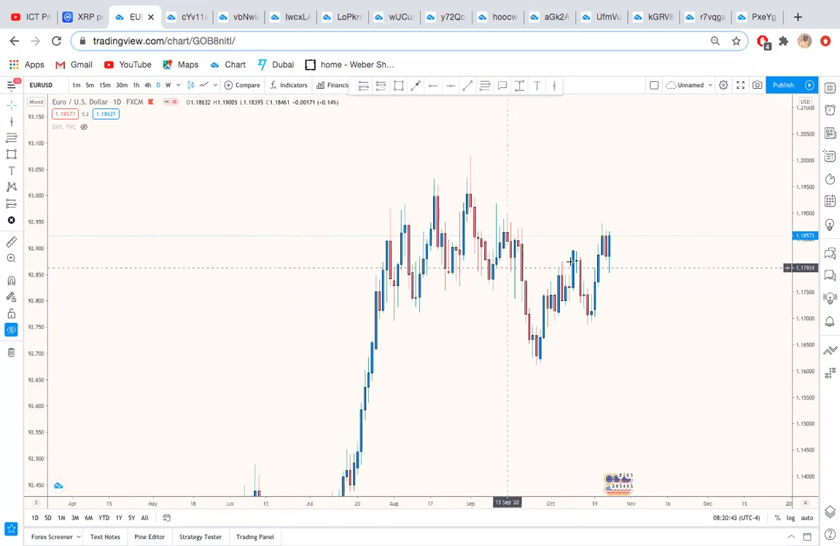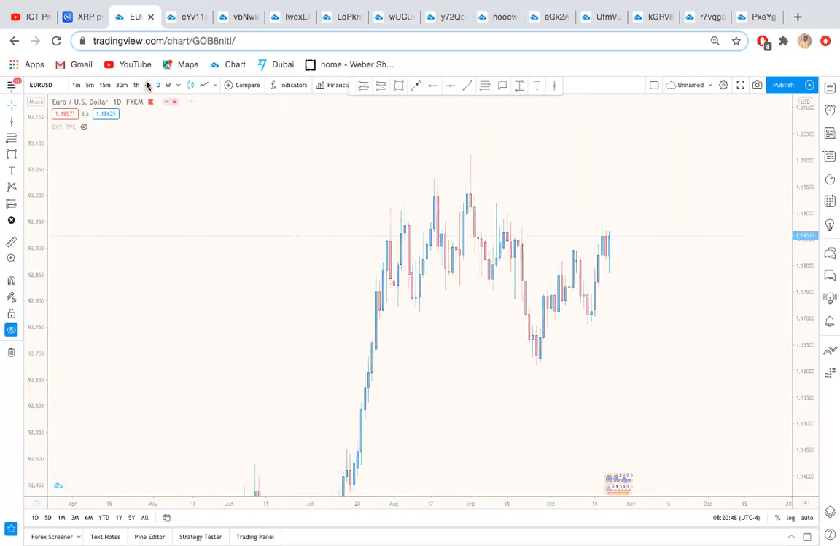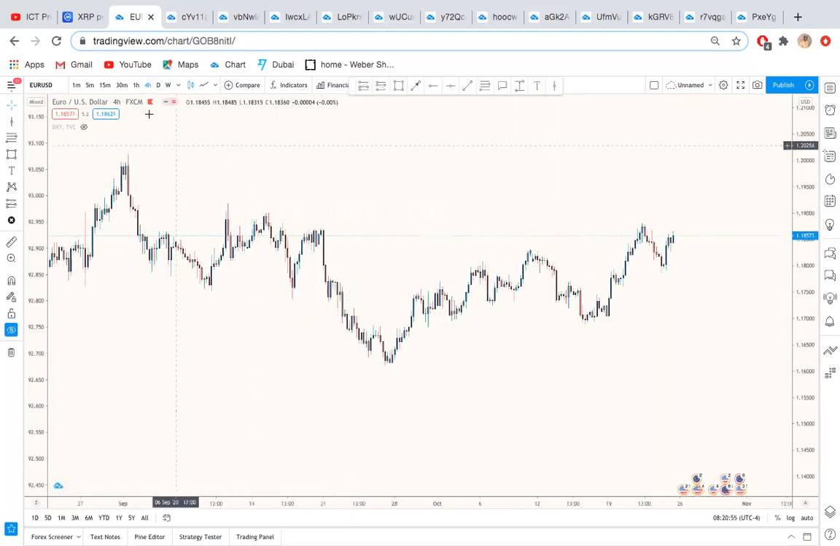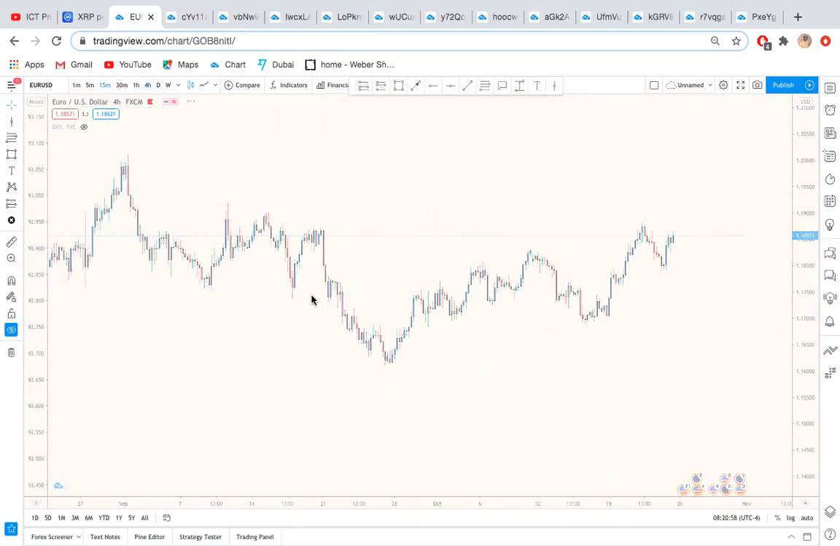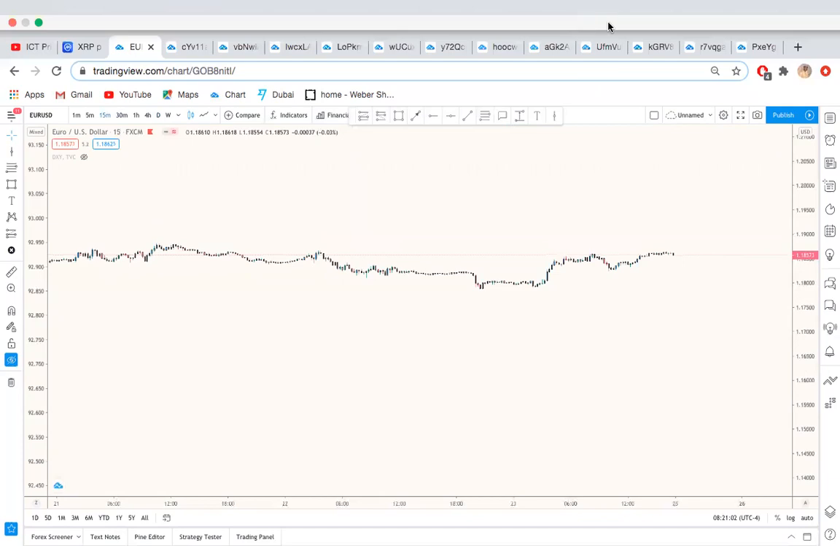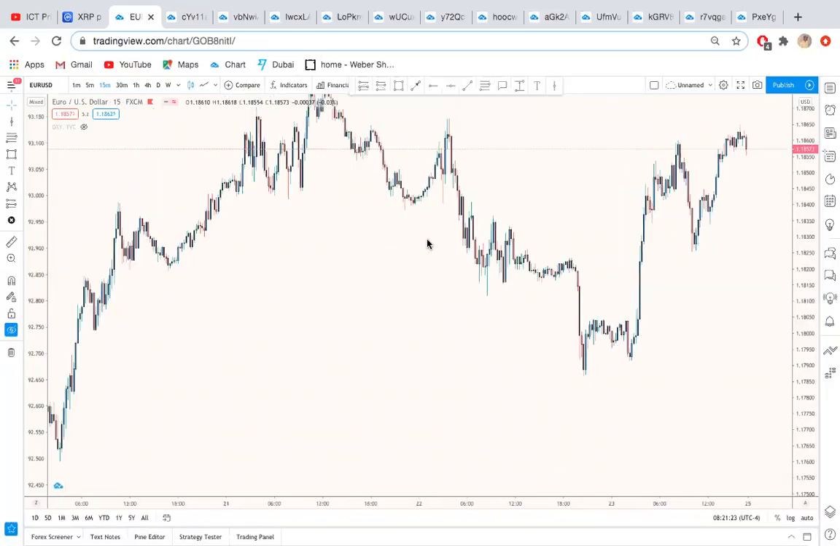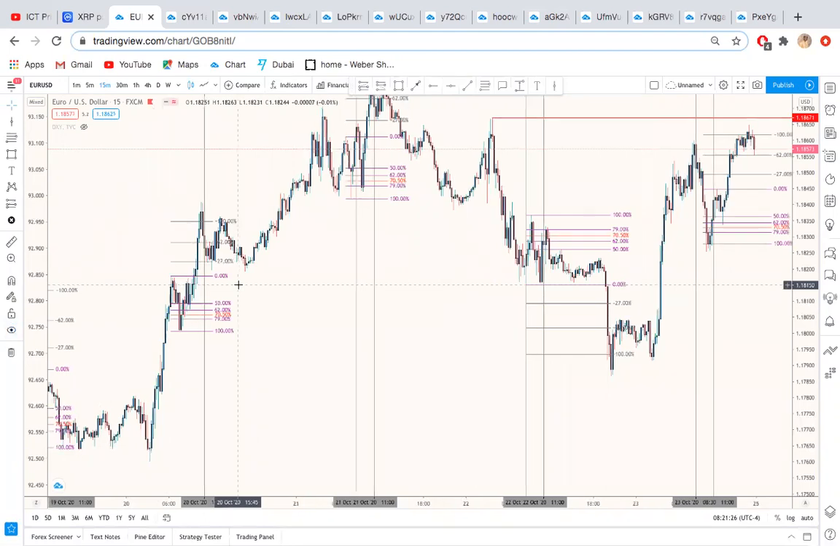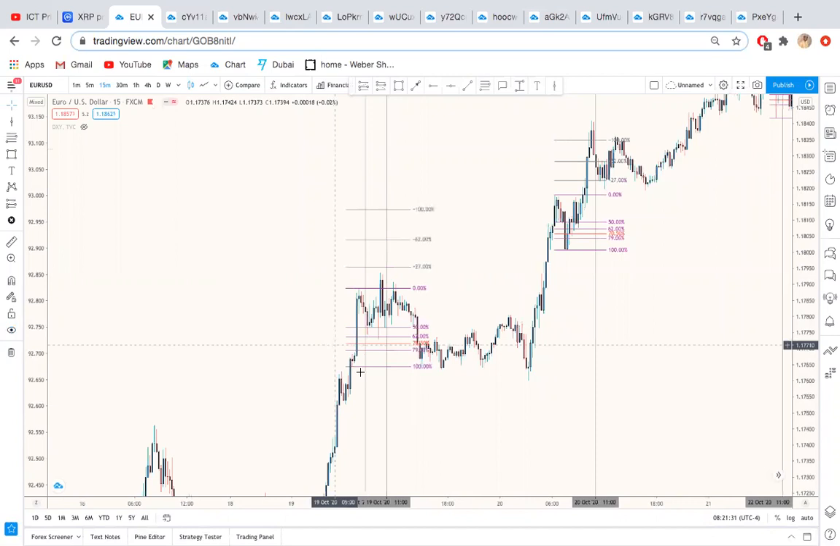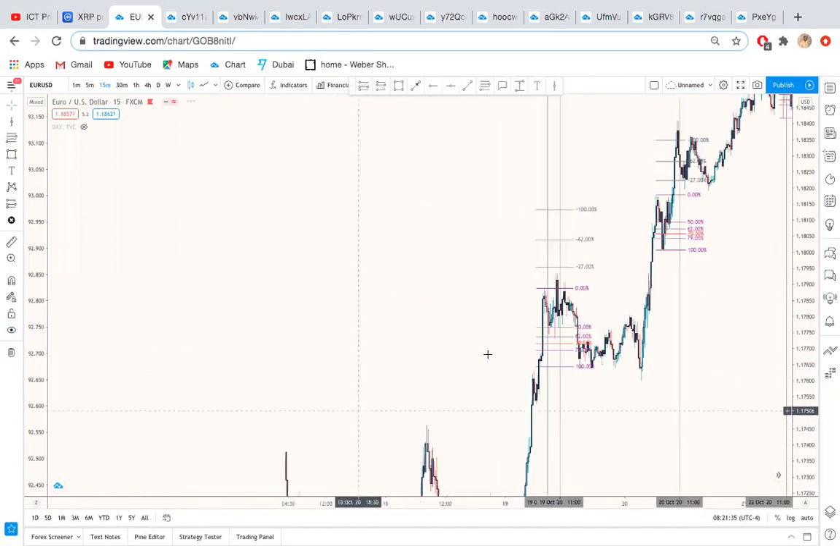Sometimes if I identify a level in the daily time frame, we also see it in the 4 hour, because price is always fractal, so they are all almost the same. Let's go back to the 15-minute time frame. I hope you get that. Let me unhide the drawing tools. For this trade, you could see the high I was targeting.